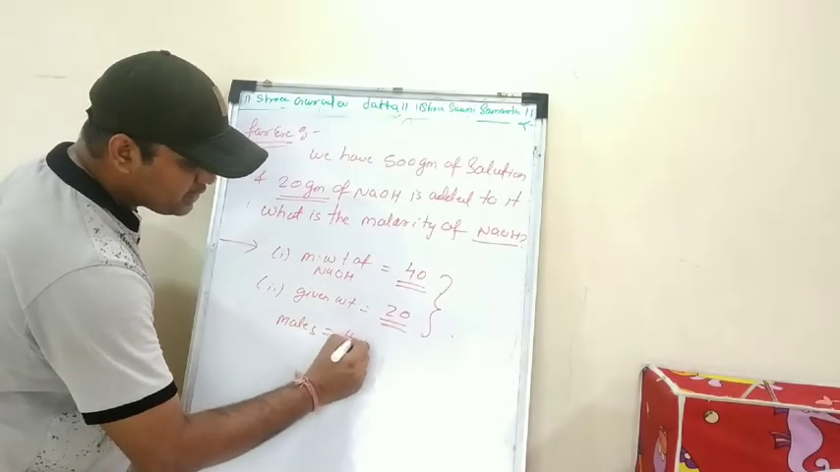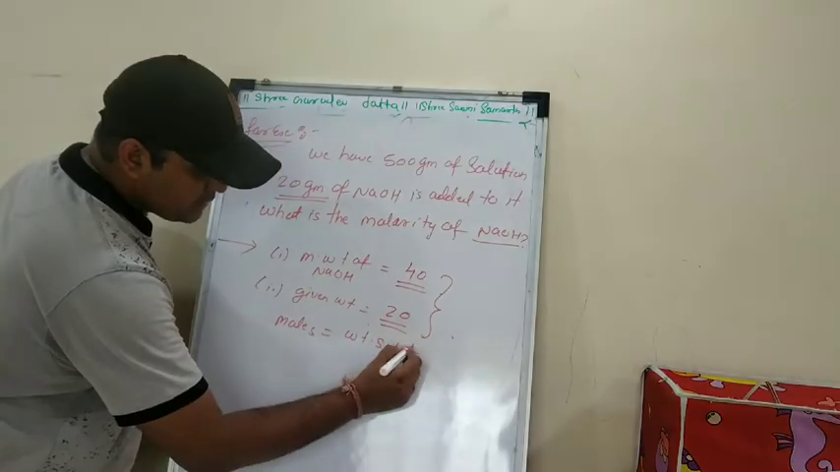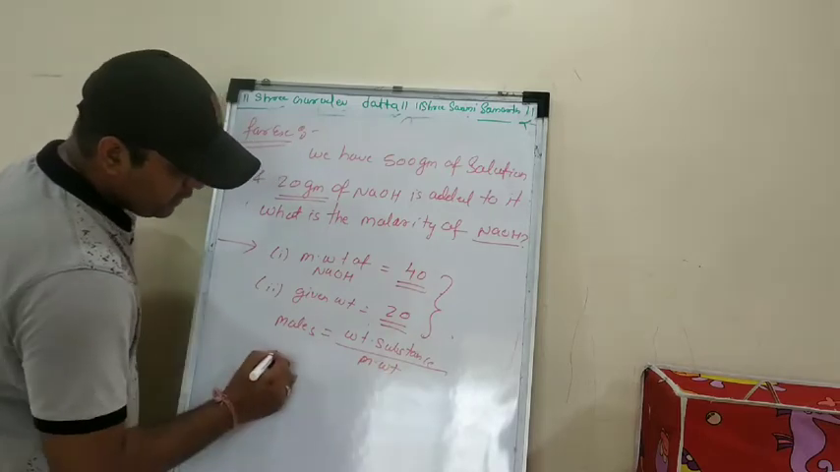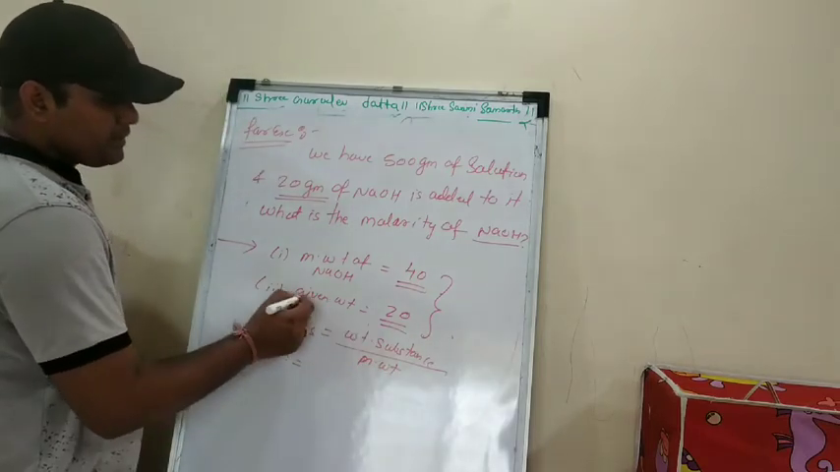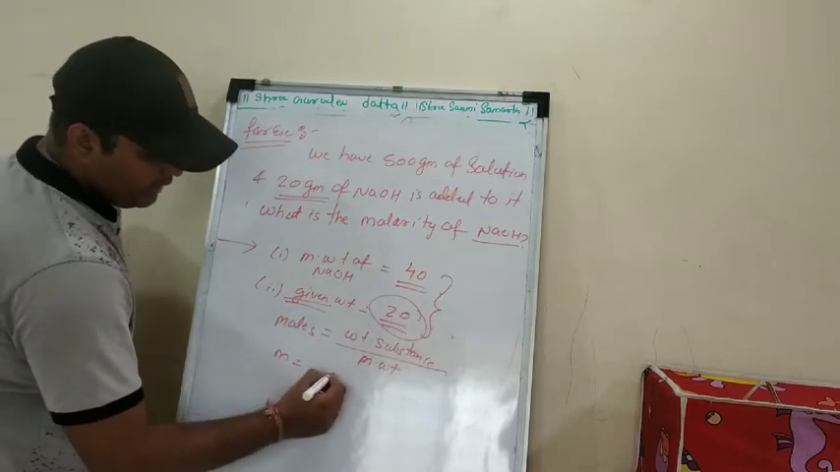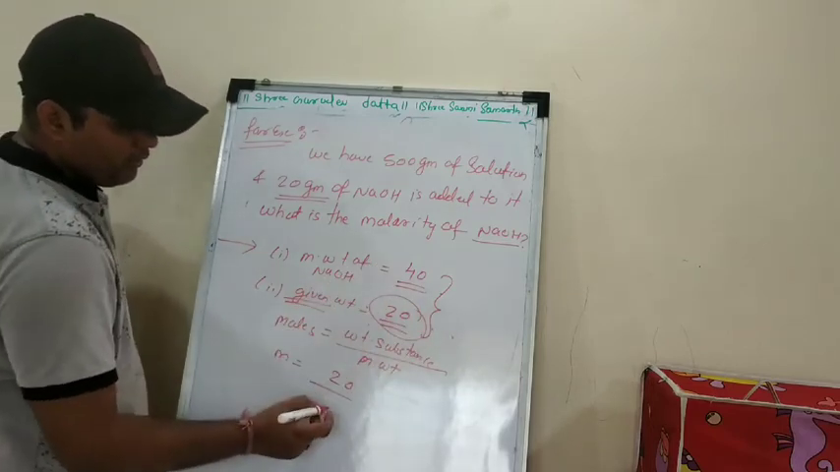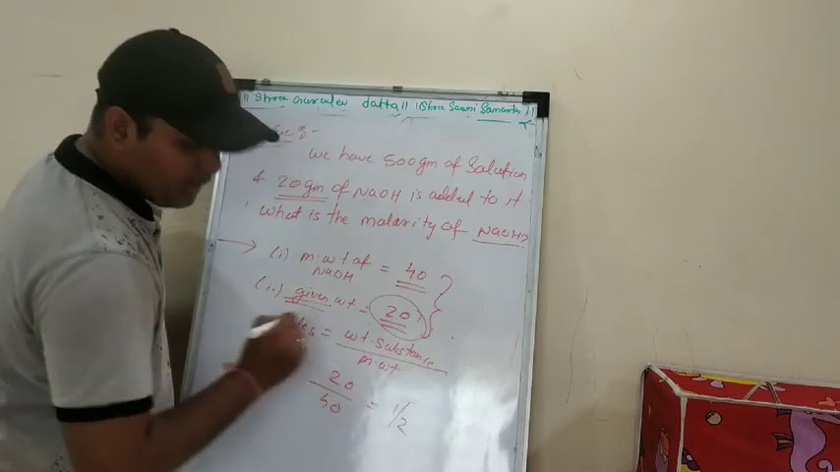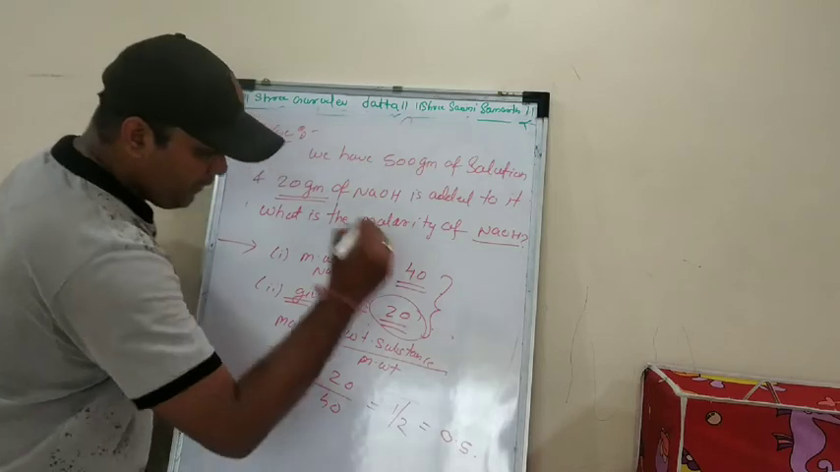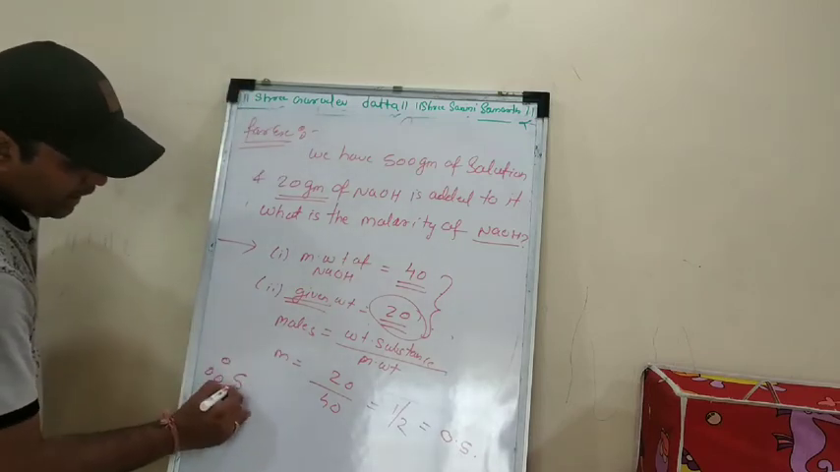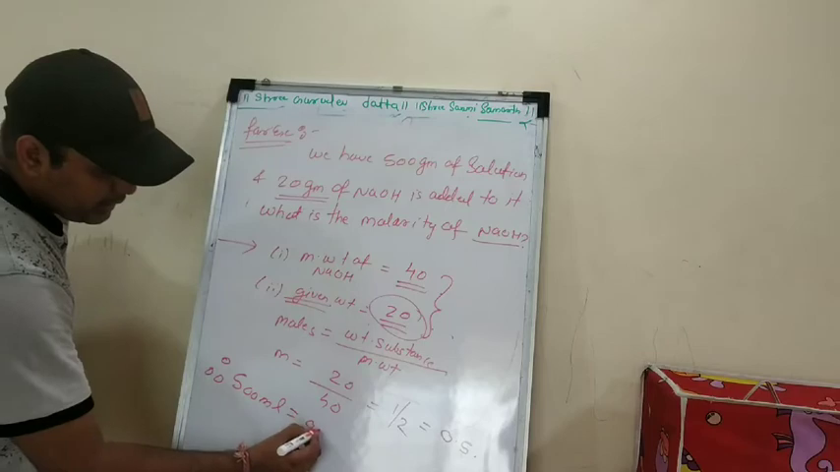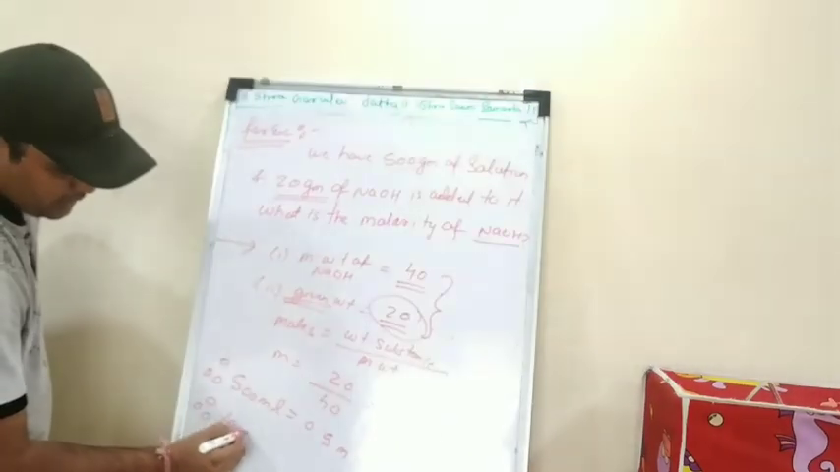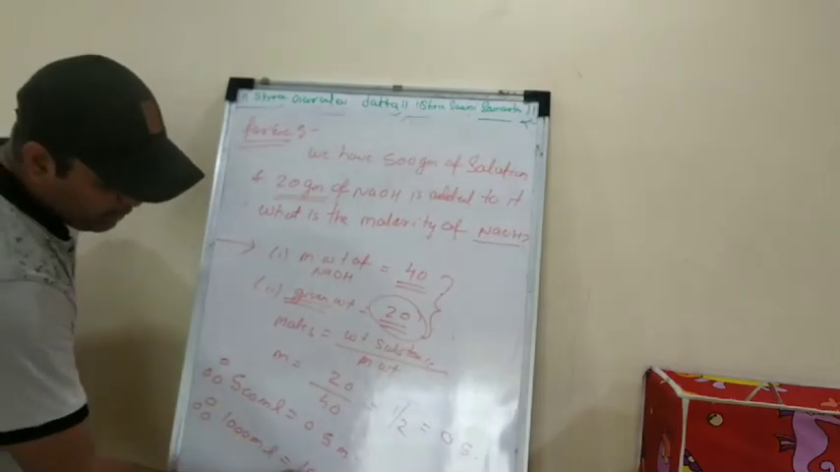So moles is equal to weight of a substance divided by molecular weight. So moles is equal to, what is the weight of the substance given? That is 20. Molecular weight 40, right? So what will it be? It will be 1 by 2, that means it is equal to 0.5. Therefore for 500 ml it is 0.5 molar, right? Then therefore for 1000 ml it will be 1 molar, right?